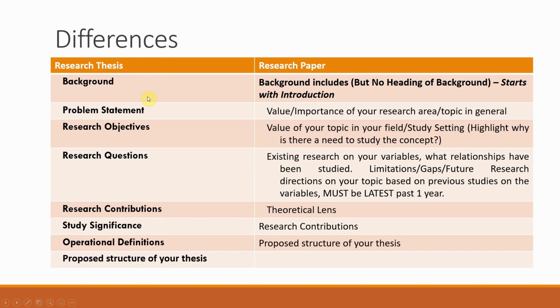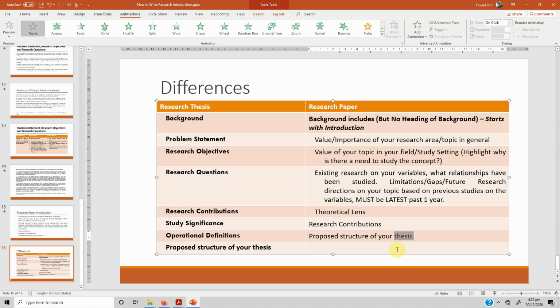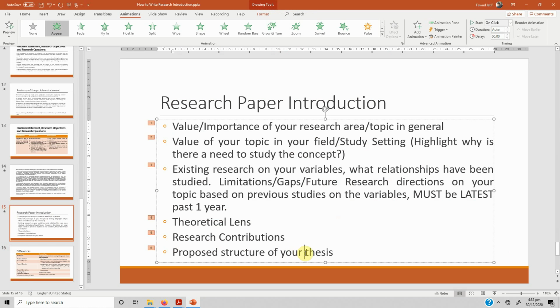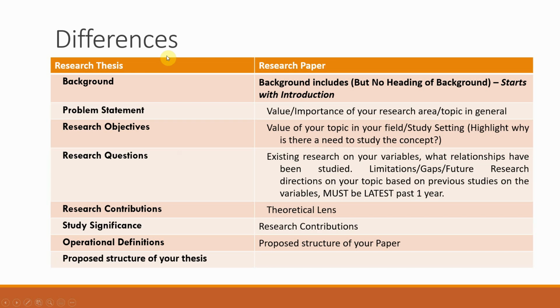Now, what are the differences between a research thesis and a research paper? Let me correct this error first, and then we'll go through it. It has to be paper. Okay, moving on. So when you are writing a research thesis, all these headings must be in there. But when you are writing a research paper, there are no headings. You start with the introduction and then you write about these things.